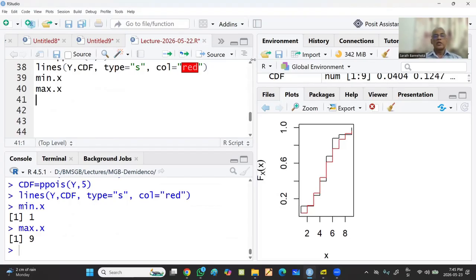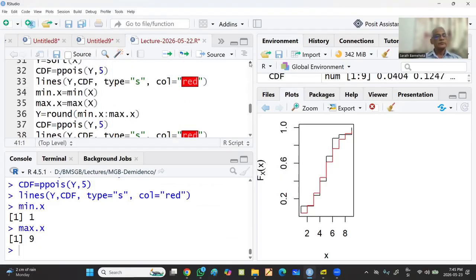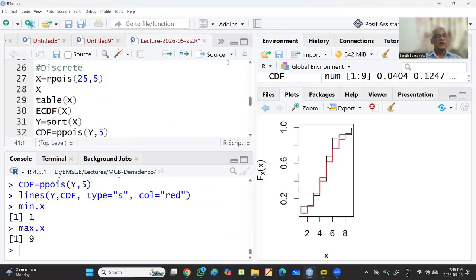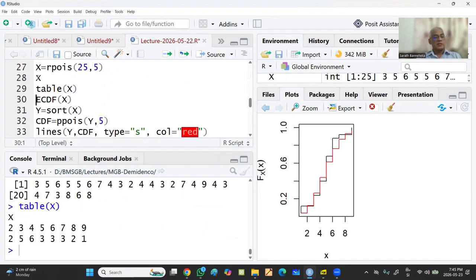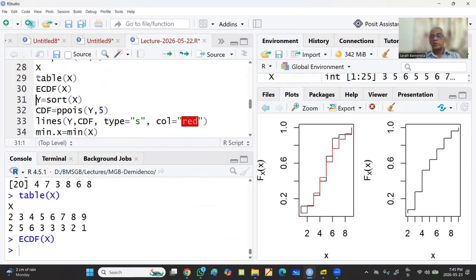So let me do it again for a different data set and see how the estimated CDF, that is the empirical cumulative distribution function, changes. I have got a different data set now. These are my data. This is the table again. There are some frequencies more than one. That's okay. I'll draw the empirical cumulative distribution function of that data set. I will just delete these three lines here because I'm not going to look at them.